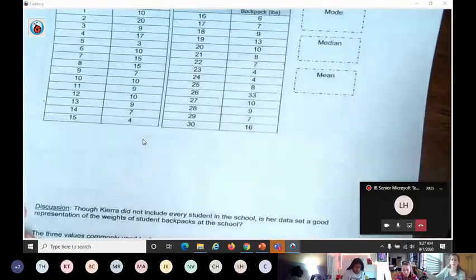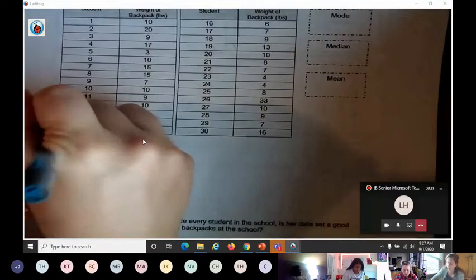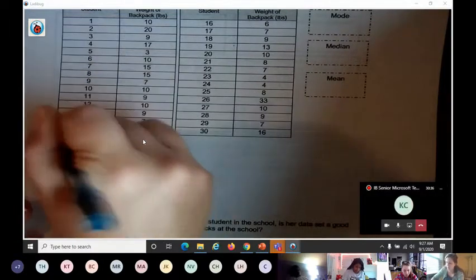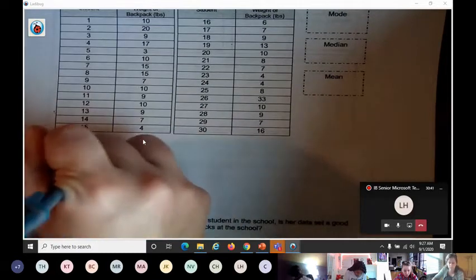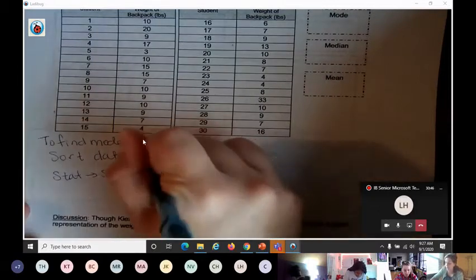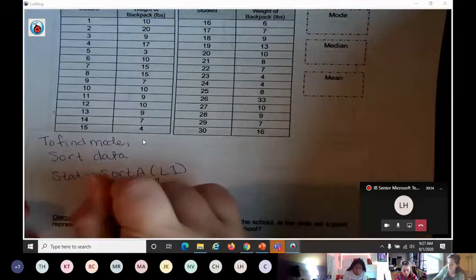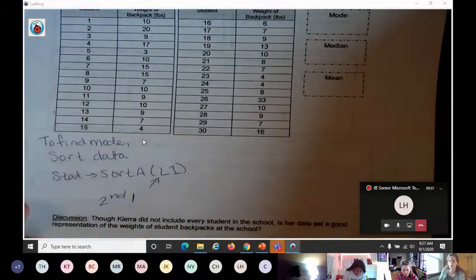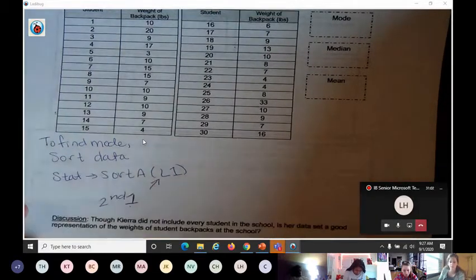Let me unbrighten this so you can see it again. Okay, so to find mode, we need to sort our data. So you click Stat, Sort A, and you type in your list value. Normally we would use L1, and to get that L1, you do second 1. If you're looking for a different list, you would do second 2 or second 3, whichever one you needed.